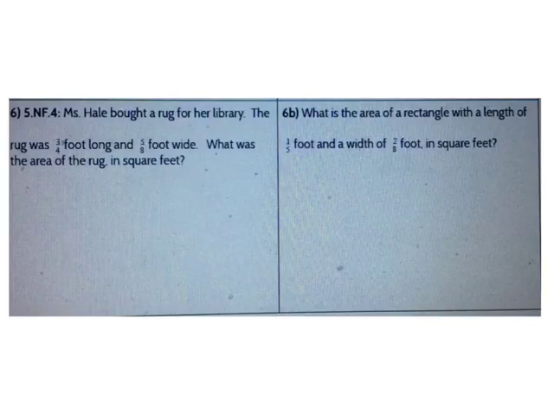Miss Hale bought a rug for her library. The rug was 3/4 foot long and 5/8 foot wide. What was the area of the rug in square feet? Well, what operation would I use? I multiply to find area, 3/4 times 5/8.